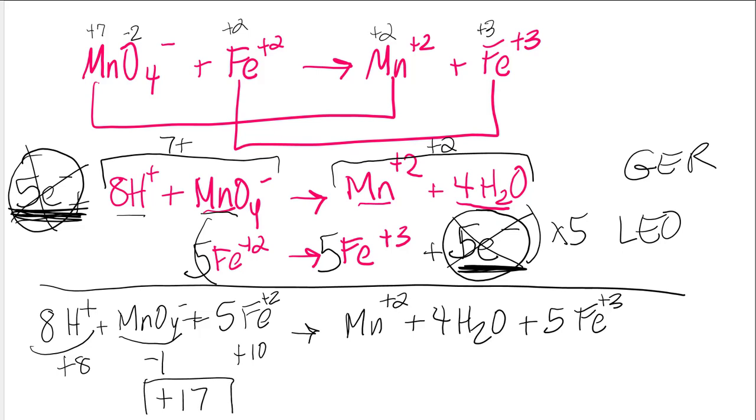Now let's look at my right. I've got 5 3 pluses, so that's +15. This is neutral, and a +2. So 15 plus 2 is +17. So my charge on both sides equals the same.